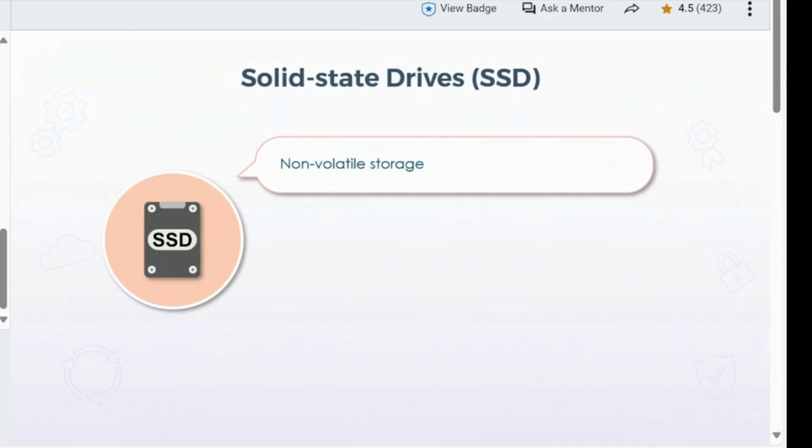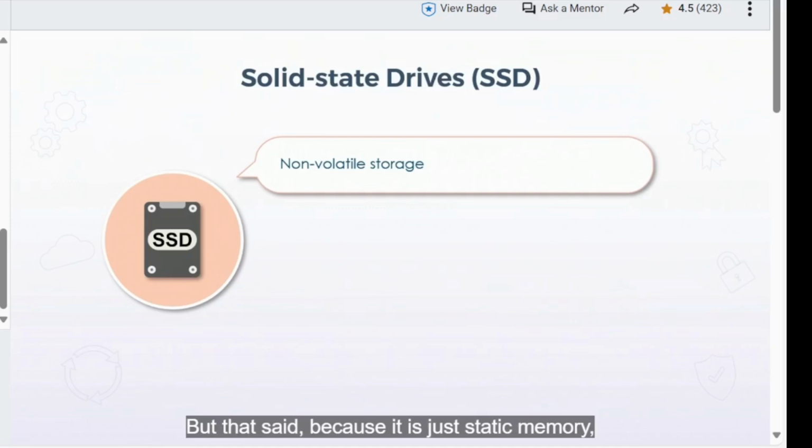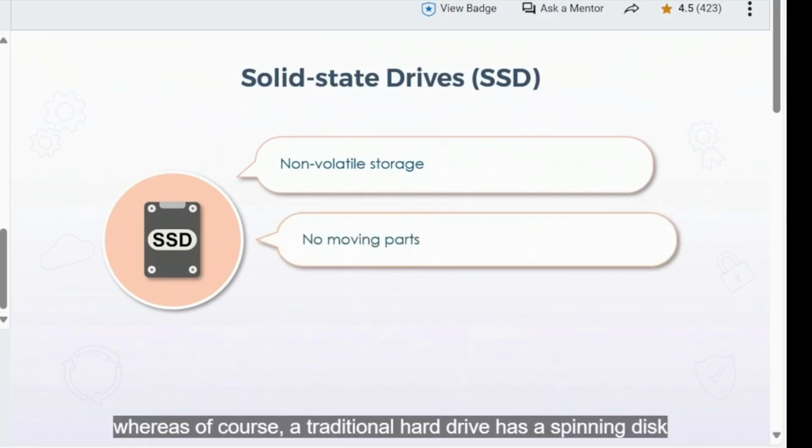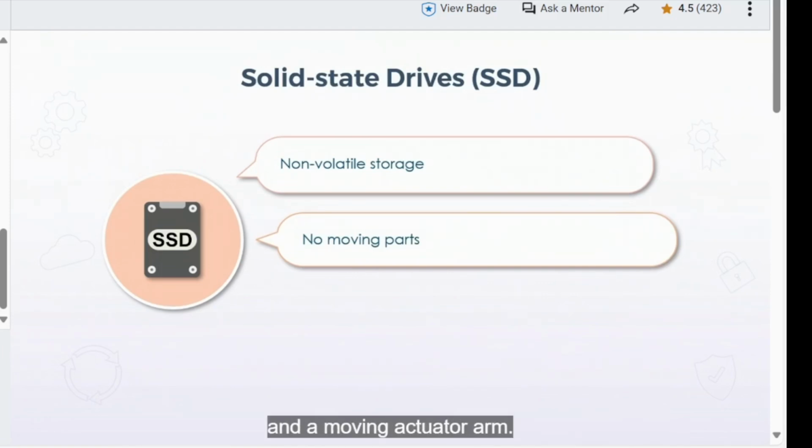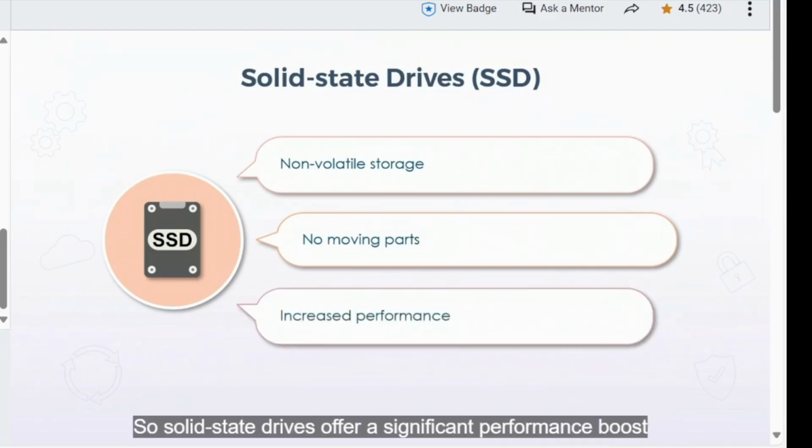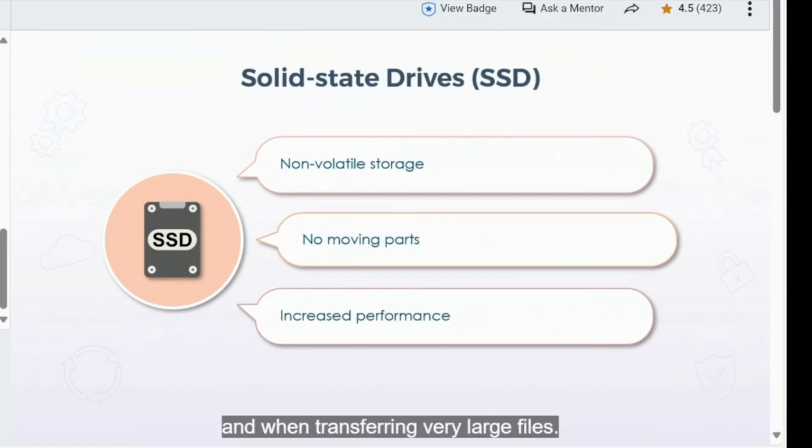But that said, because it is just static memory, solid-state drives have no moving parts, whereas of course a traditional hard drive has a spinning disk and a moving actuator arm. So solid-state drives offer a significant performance boost over hard drives, particularly during the boot process and when transferring very large files.